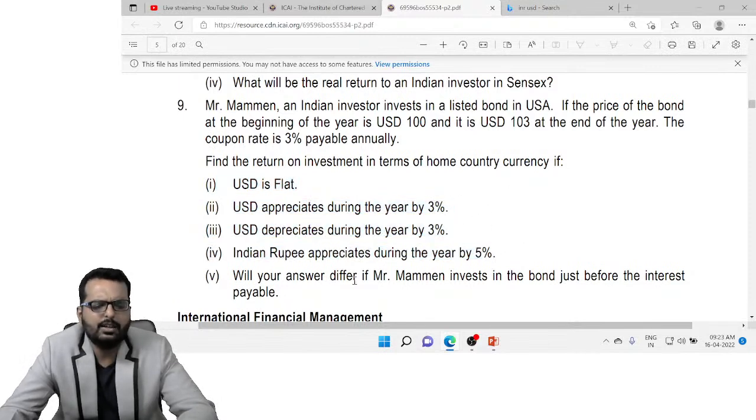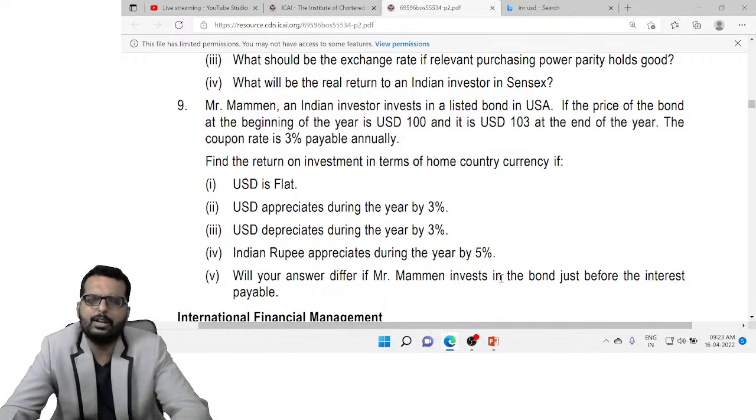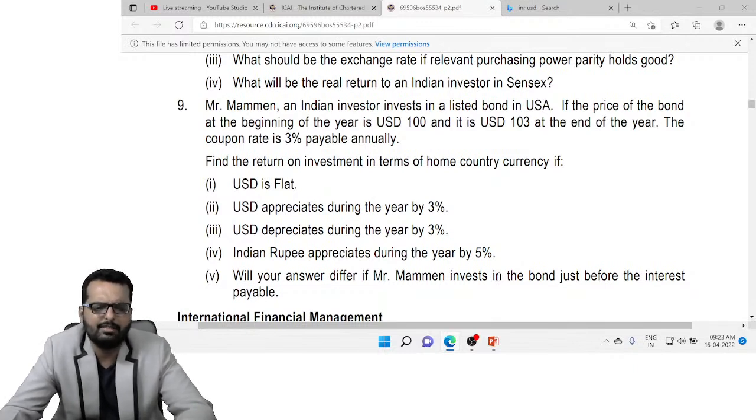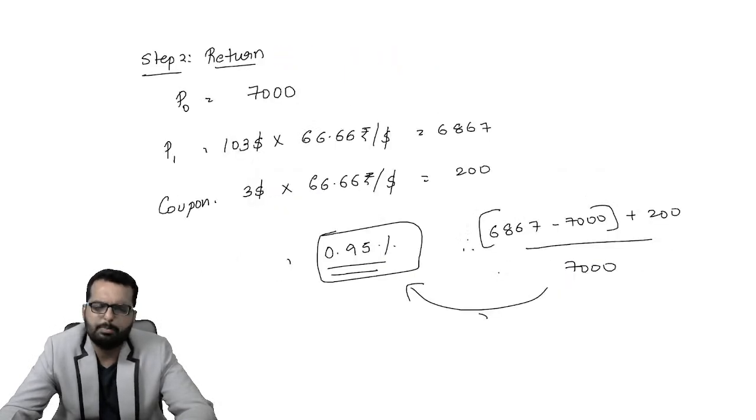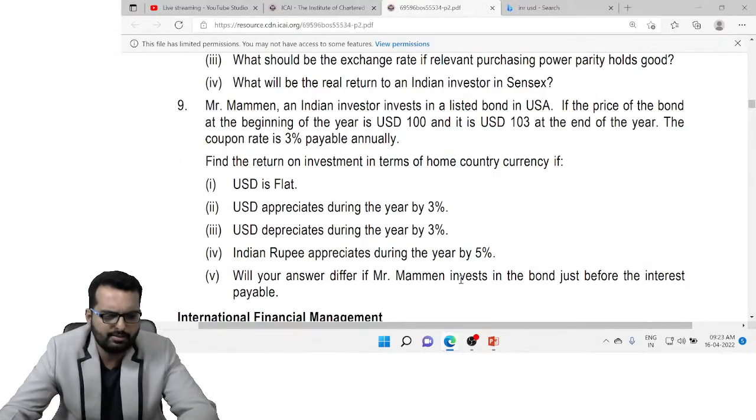Will your answer differ if Mr. Mummen invests in the bond just before the interest is payable? Tell me, my dear friends, will there be any difference in the answer? The answer is no, because in that case also, your P0 will remain the same. P1, you will get coupon also, you will get the redemption value also. So we'll write down the last requirement.